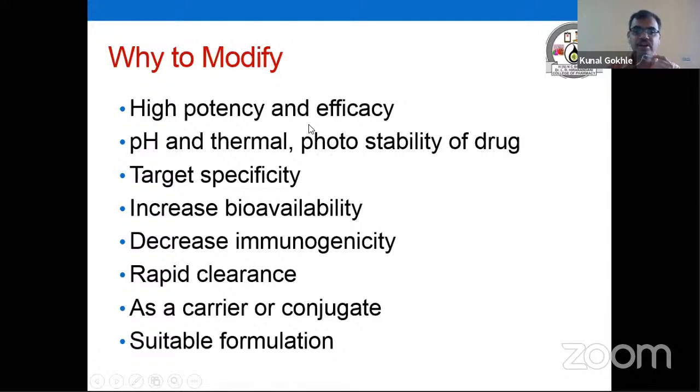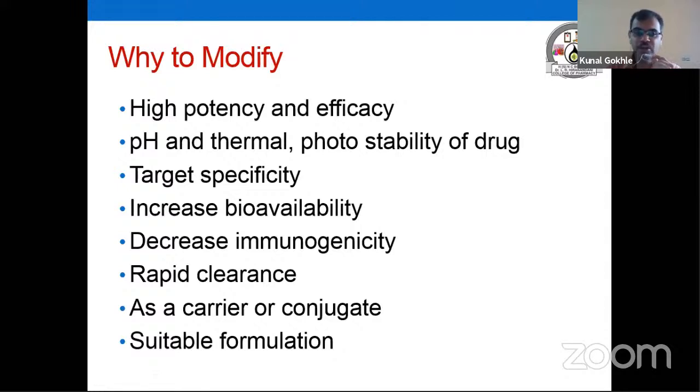Many of the drugs have stability issues related to pH, related to thermal, that is the temperature, and related to air oxidation. Penicillin kinds of drugs are very sensitive to pH. Rifampicin kinds of drugs are very sensitive to oxidation, because of which they degrade on long storage. This kind of problem we can solve by using the modified natural polymer. If we have a polymer which is photostable, it can be used along with the drug to stabilize it against oxidative degradation.